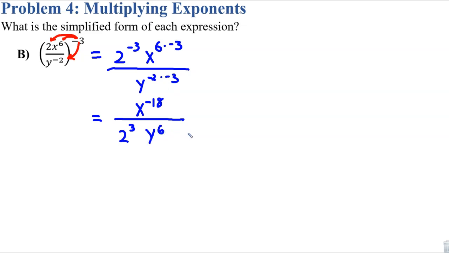Just like multiplying normal numbers together, negative times a negative makes a positive. So just because they're exponents, they are going to work the same, so we get y to the 6th on the bottom.